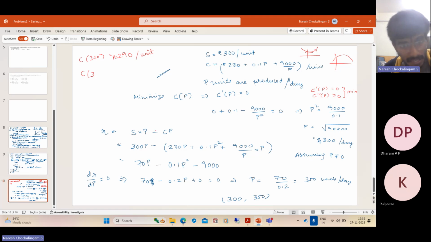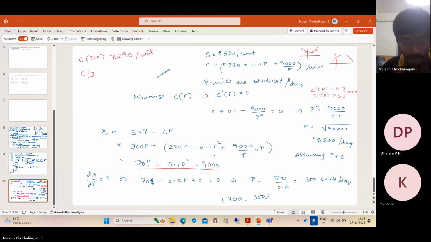Now the second part of the question is talking about the total profit. If P units are sold in an entire day, we have the selling price of 1 unit and cost price of 1 unit. So total profit will be S into P minus C into P. This is the function that we want to optimize. Again, what do we do? Set its derivative equal to 0. So that becomes 70 minus 0.2P equal to 0.